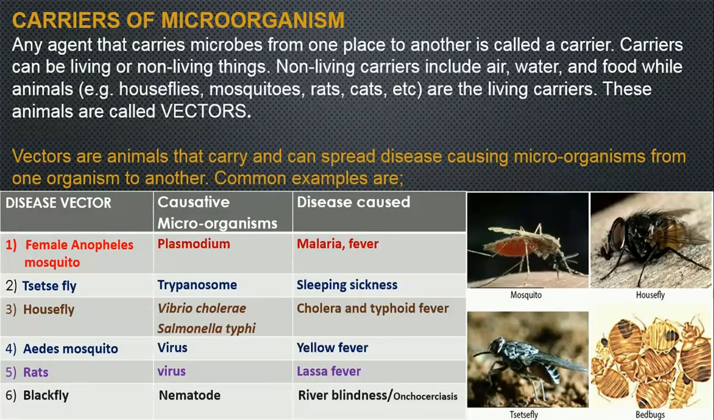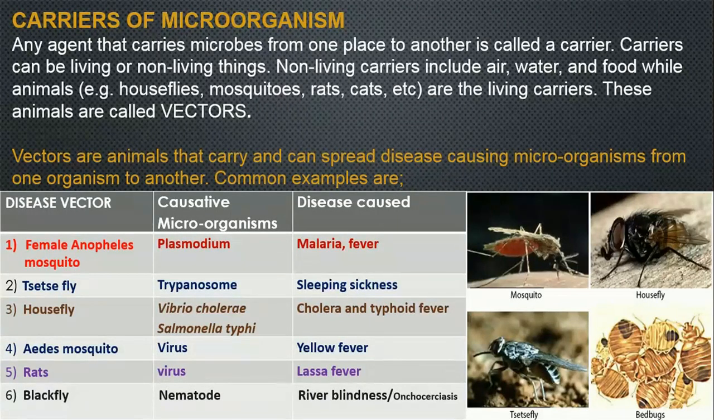Vectors are animals that carry and can spread disease-causing microorganisms from one animal to another. Vectors are carriers of disease-causing microorganisms from one organism to another. Note, I didn't define a vector as a disease-causing microorganism. The vectors themselves are not responsible for causing diseases. What is responsible for the diseases are the microorganisms being carried by the vectors.